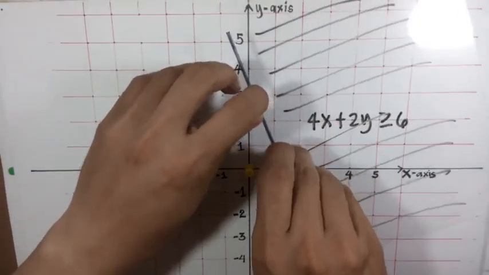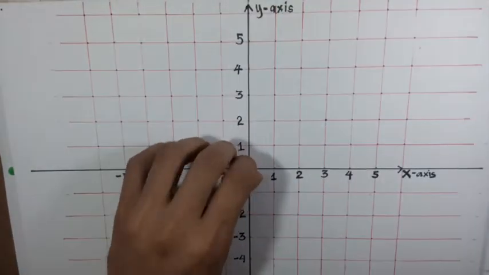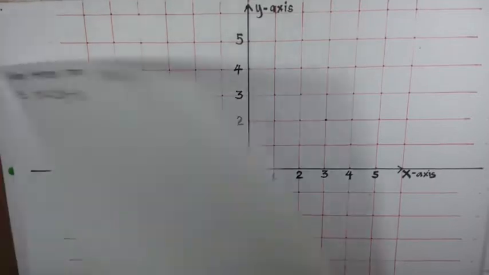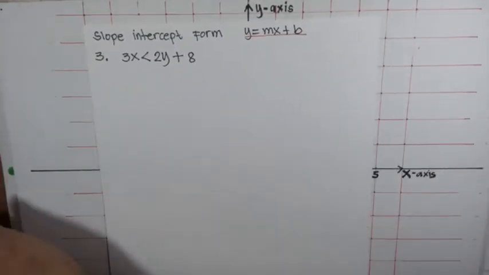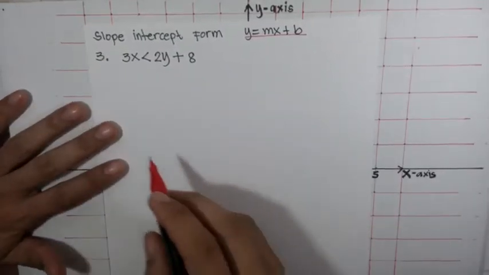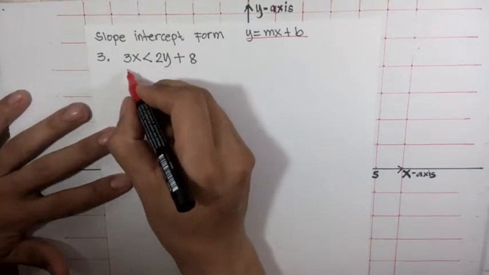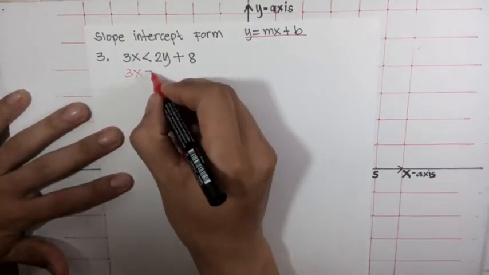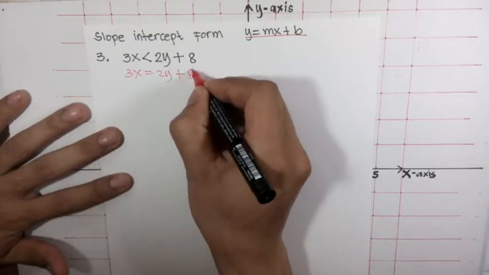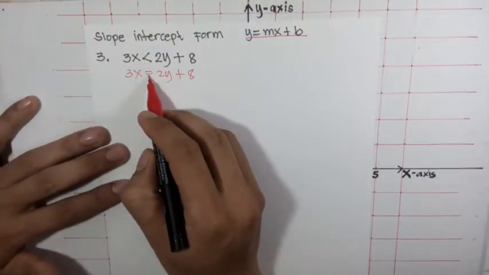So our third example will be here. Now again, same thing that we are going to do. Let's transform this one into slope-intercept form. Okay, equals 2y plus 8. We change the inequality symbol to equal symbol.